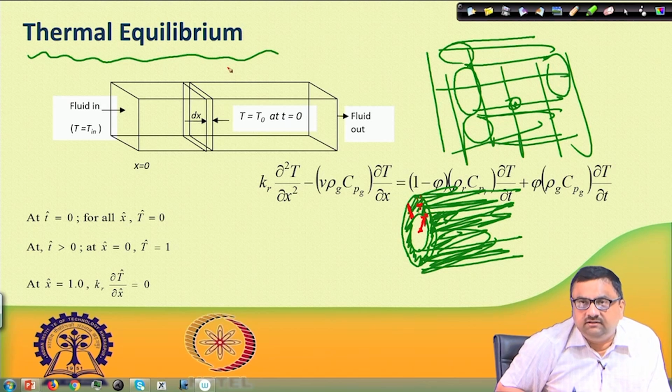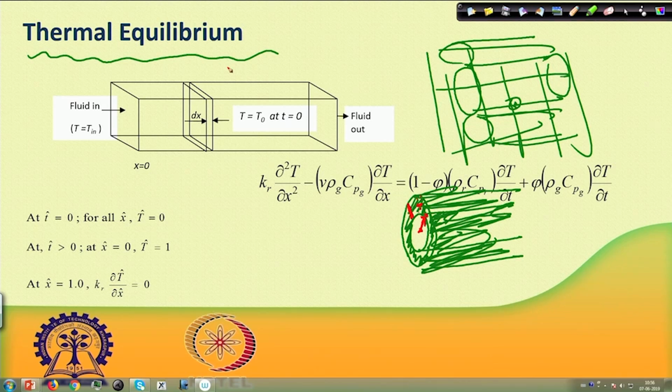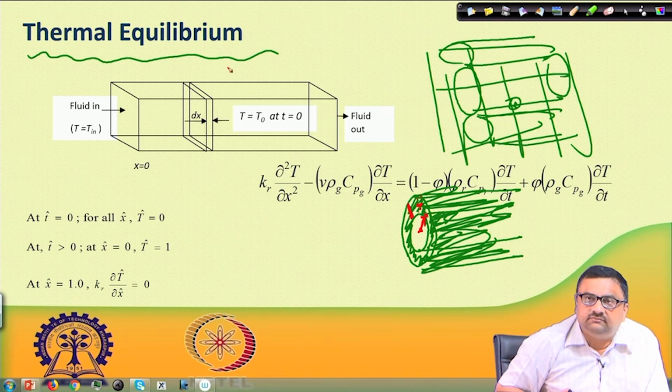So, thermal equilibrium is assumed in this case. Thermal equilibrium ensures that the solid and the fluid have equal temperature. When can we do this? Now, think of the size of these capillaries. The size of a capillary is of the order of, let us say, 1 micrometer, 0.1 micrometer, 0.01 micrometer. So, to reach thermal equilibrium, it will take very little time.